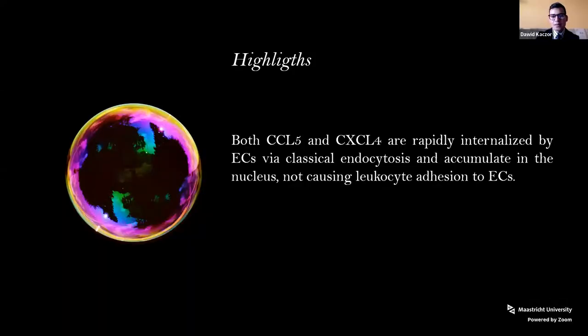And to summarize this chapter, we could say that both CCL5 and PF4 are rapidly internalized by endothelial cells via classical endocytosis and accumulate in the nucleus, not causing leukocyte adhesion to endothelial cells.